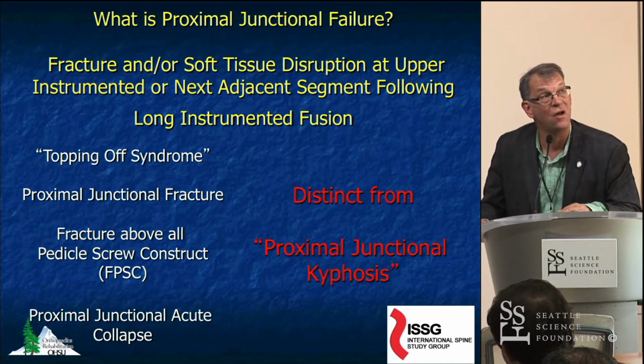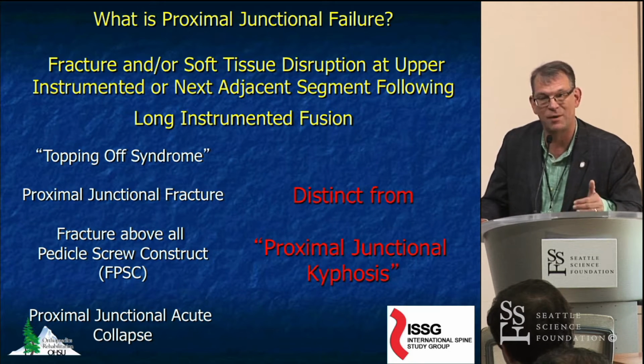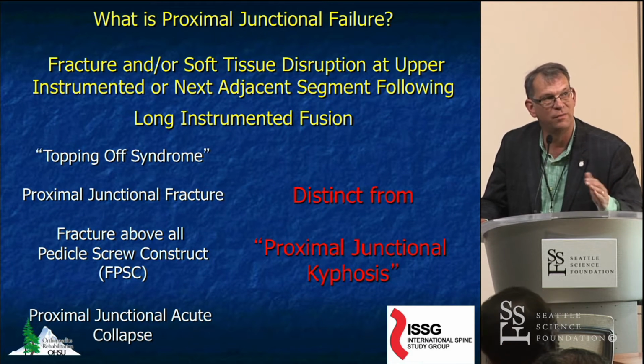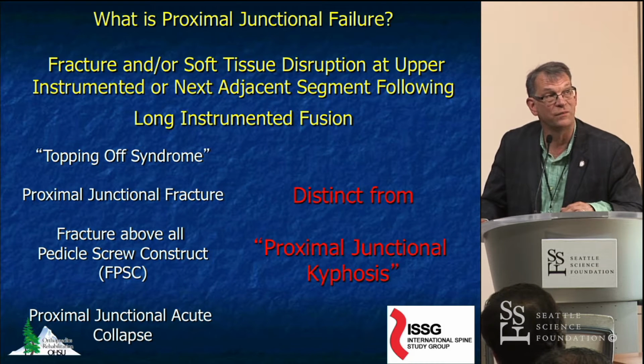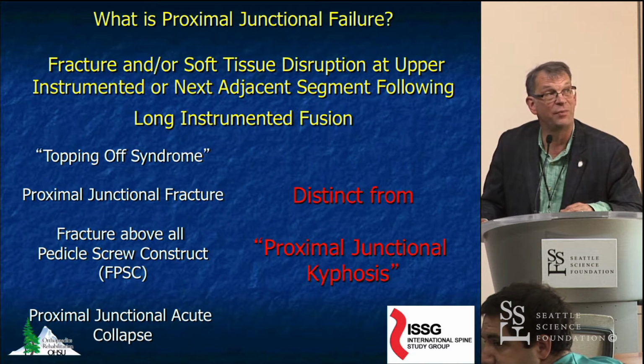Proximal junctional failure, on the other hand, includes not just deformity, but some form of mechanical failure. And typically, the first harbinger of it is a compression fracture of the vertebral body, usually the upper instrumented vertebra or the upper instrumented vertebra +1, and then additional portions of the construct or the vertebra can be fractured or injured as well, and that leads to, in the worst cases, a mechanically unstable situation. It's been referred to as topping off syndrome. That was a phrase that John Kostwick used.